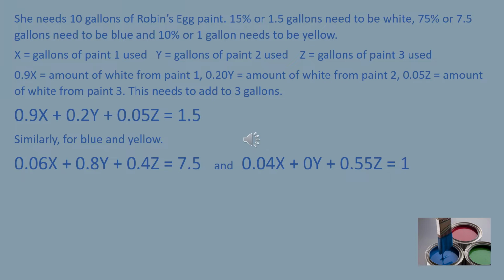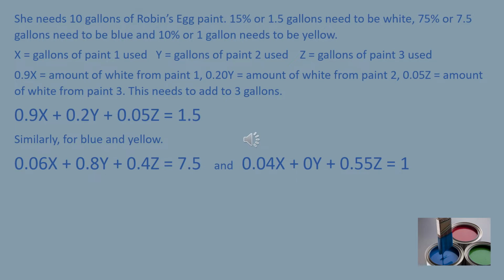because the first paint is still 90% white, the second paint is still 20% white, the third paint is still 5% white, but this time I need 1.5 gallons total of white. 6% of the first paint is blue, 80% of the second paint is blue, and 40% of the third paint is blue, and I need 7.5 gallons of blue. 4% of the first paint is yellow, none of the second paint is yellow, and 55% of the third paint is yellow, and we need 1 gallon of yellow.